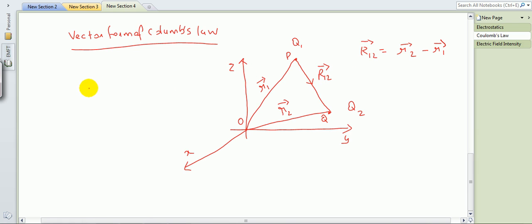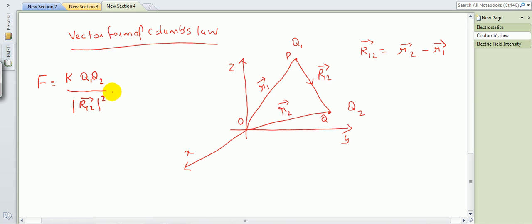So what Coulomb's law says is the force is equal to k q1 q2 divided by the distance between them squared. So what is the distance between them? The distance between them is the magnitude of r12. So we can write here the magnitude of r12, and we have to square the distance. This is Coulomb's law.